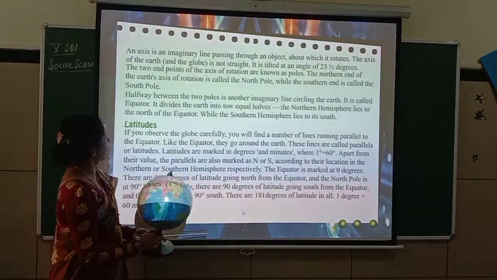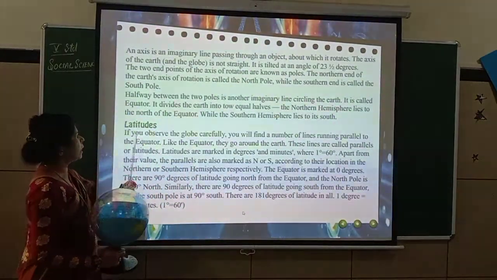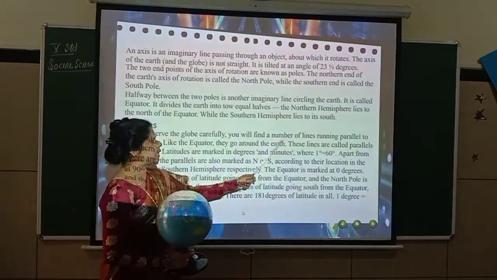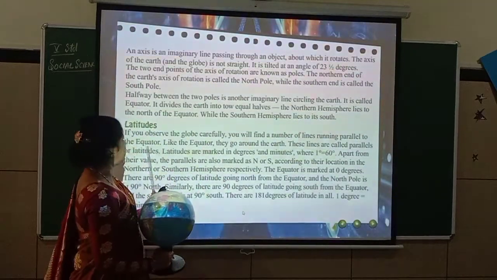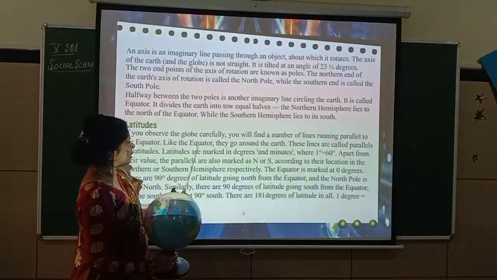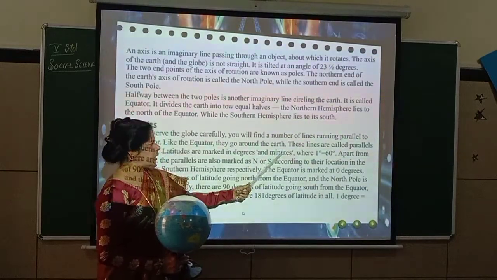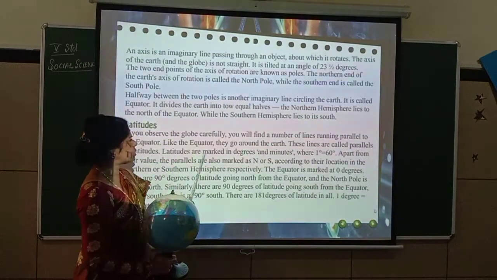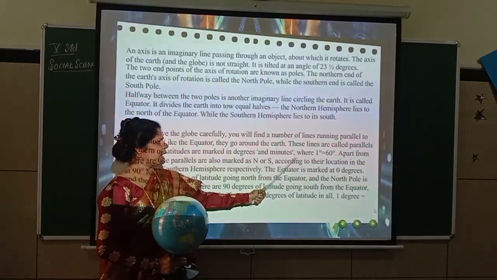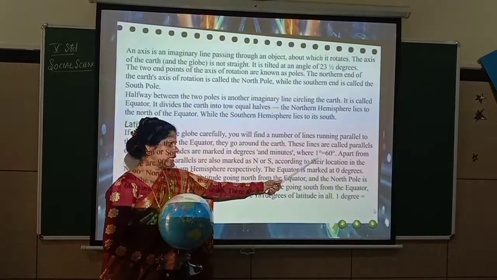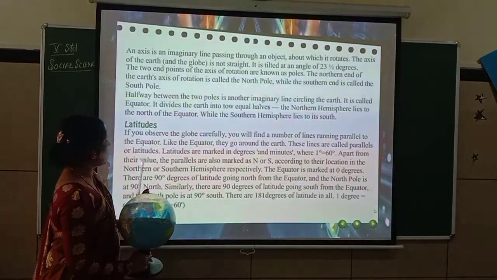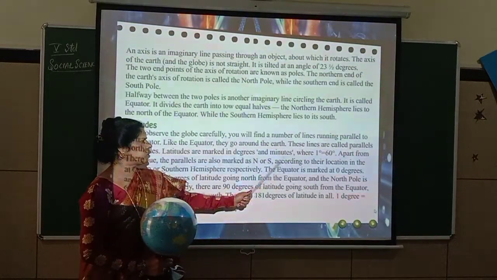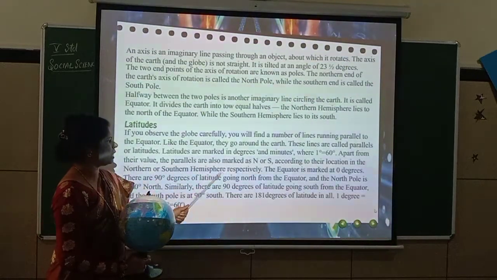Now coming to the next point, latitudes. If you observe the globe carefully, you will find a number of lines running parallel to the equator. Like the equator, they go around the earth. These lines are called parallels or latitudes. Latitudes are marked in degrees and minutes, where 1 degree is equal to 60 minutes. So apart from their value, the parallels are also marked as north or south according to their location in the northern or southern hemisphere respectively.